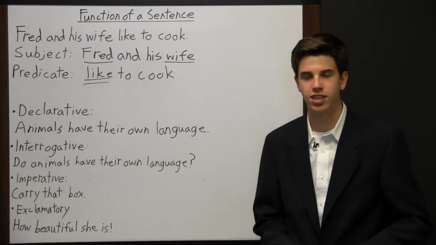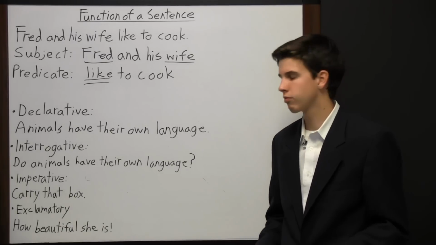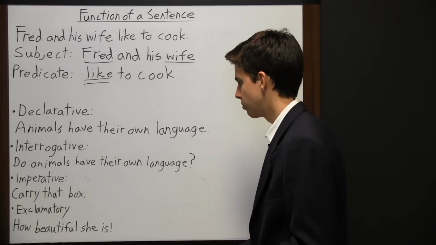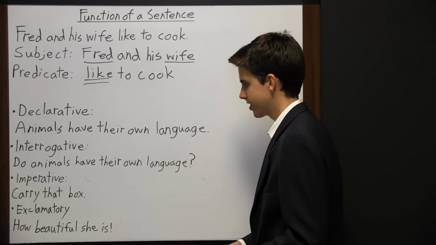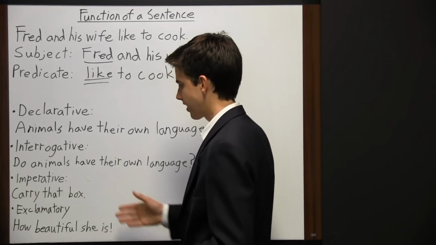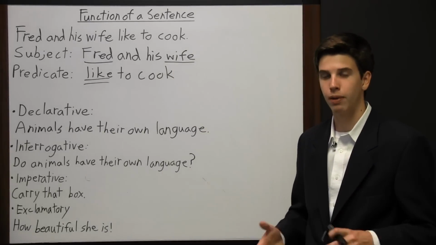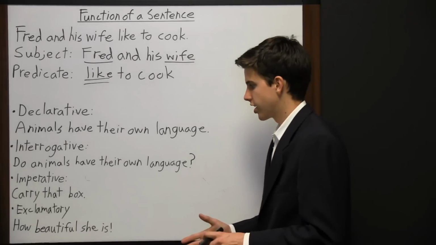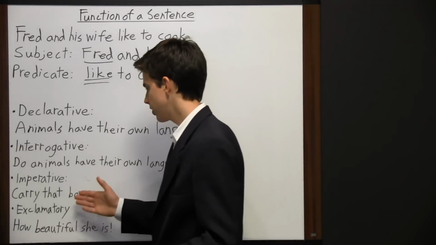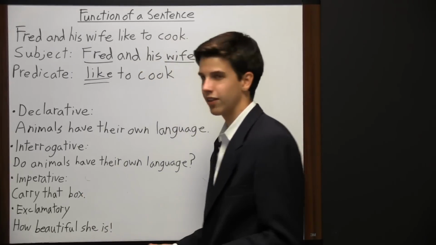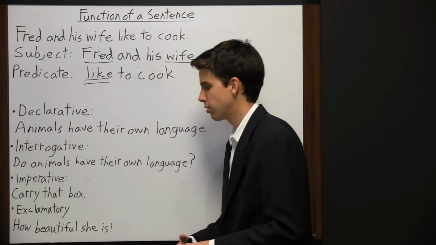An imperative sentence gives a command or makes a request, and it ends with a period or an exclamation point. Like here we have carry that box. Now you may be thinking that this sentence does not have a noun in it acting as the subject. Well, many times in imperative sentences, there's an understood you as the subject. So we actually could write this sentence as, you carry that box.